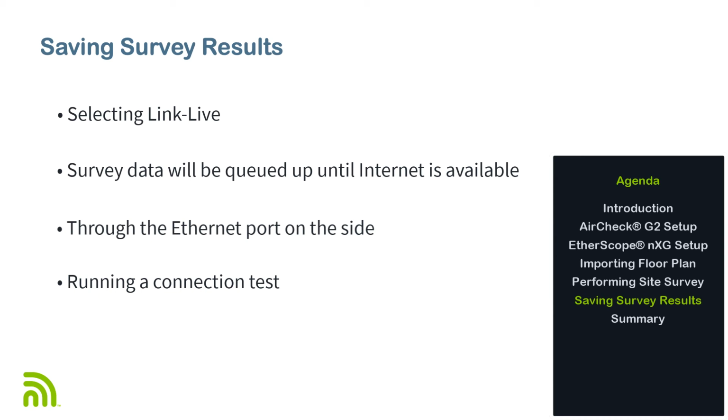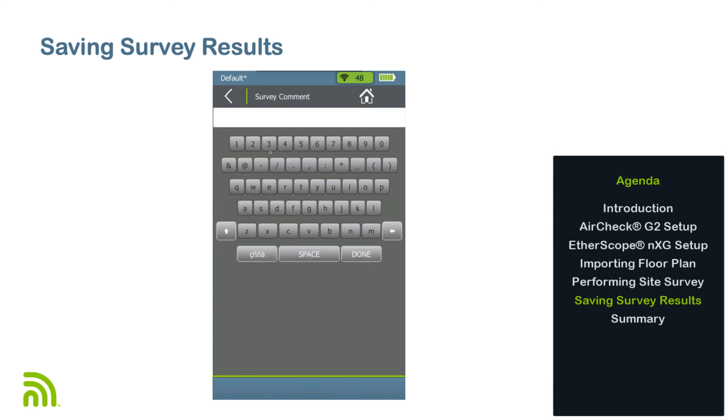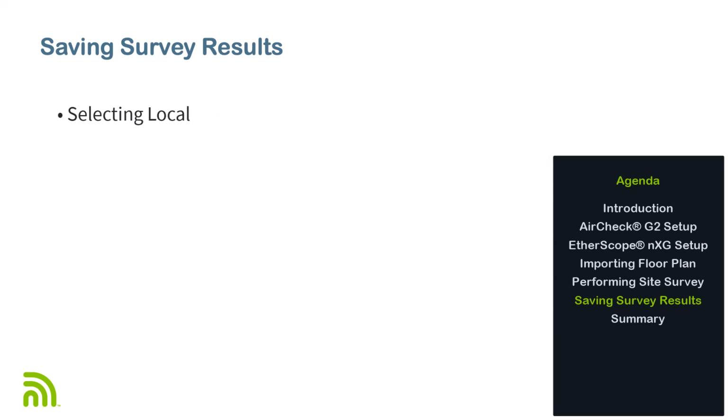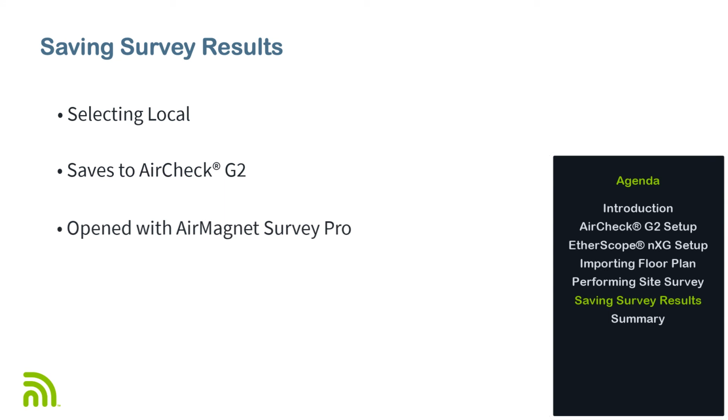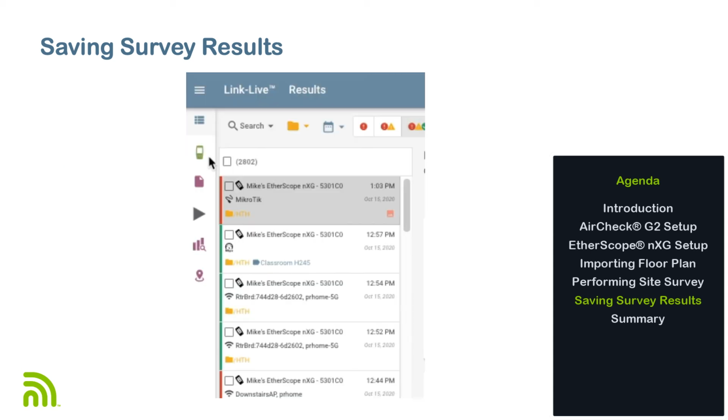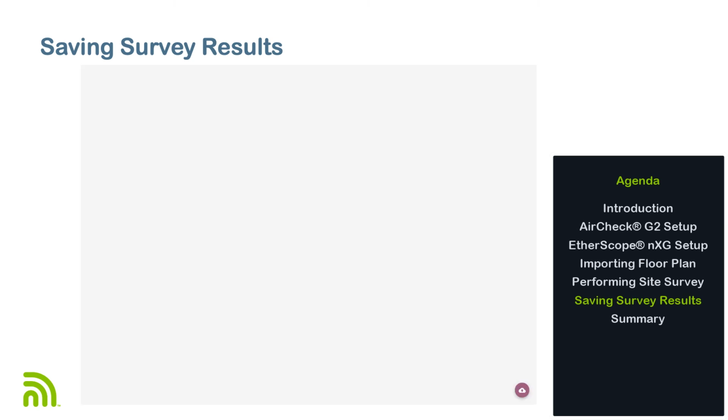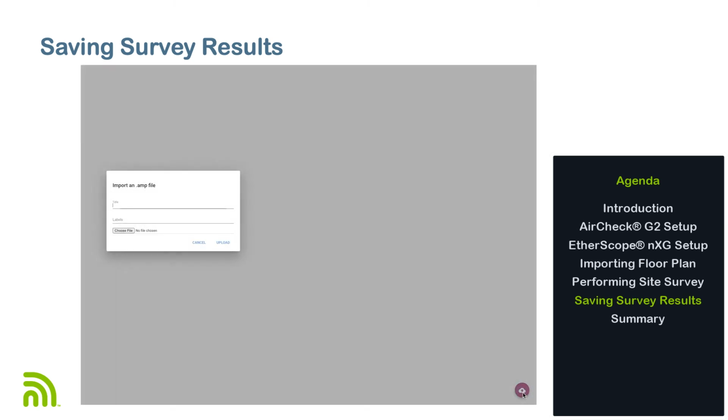When saving the site survey results, you have the option to add a survey comment as well as a job comment. Both will be attached as a label to the survey file in Link Live. Selecting Local will save the .amp file to the AirCheck G2. This file may then be opened using AirMagnet Survey Pro, or you can upload the .amp file into Link Live. To upload the file, log into Link Live, go to the AirMapper section, and click on the Upload icon. From here, you can select the file and upload it.